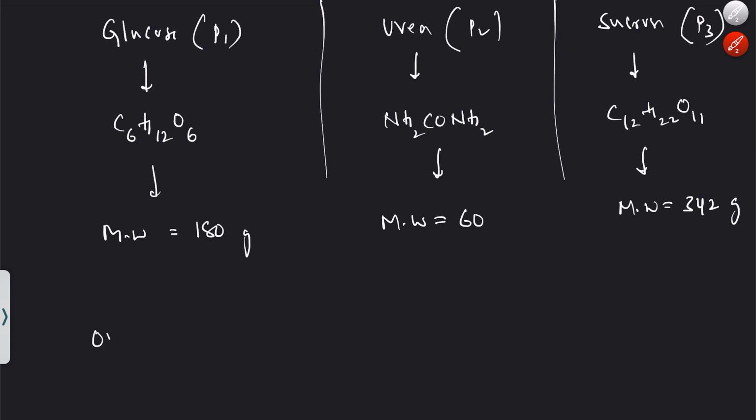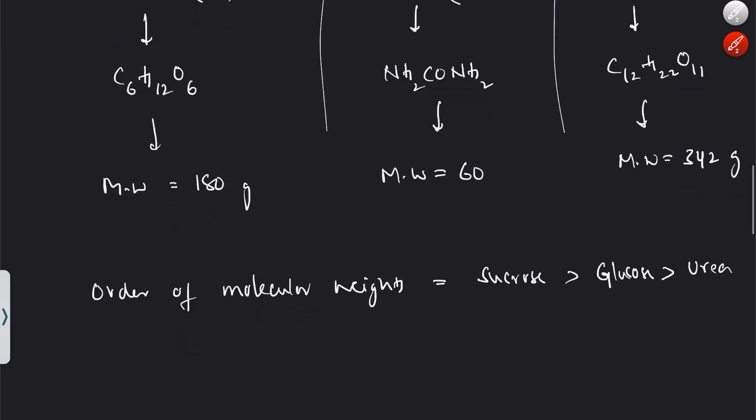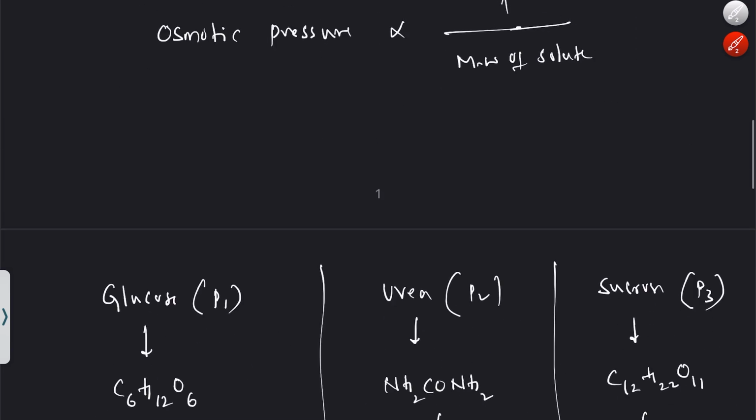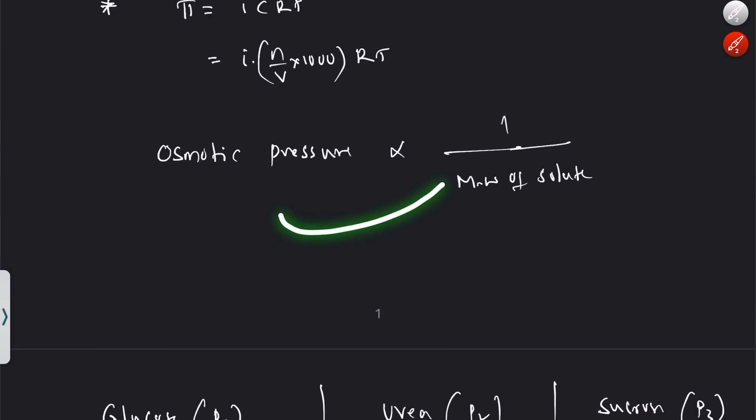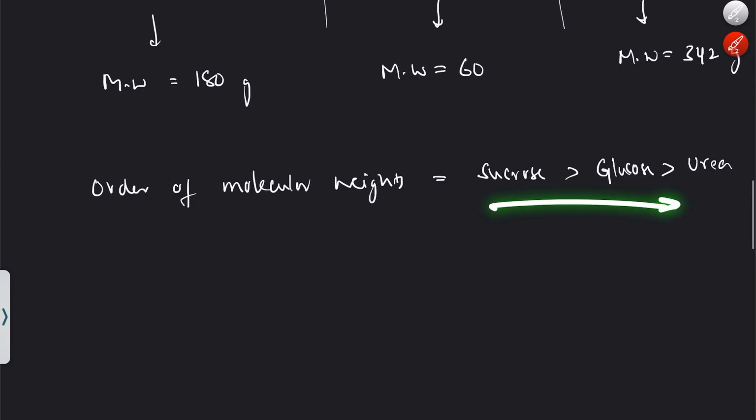So what is the order of molecular weights? The order of molecular weights is highest for sucrose, then glucose, and at last urea. So this is the order of molecular weights. And how is molecular weight related to osmotic pressure? Inversely. So if this is the order of molecular weight, then the order of osmotic pressure will be reversed, isn't it?